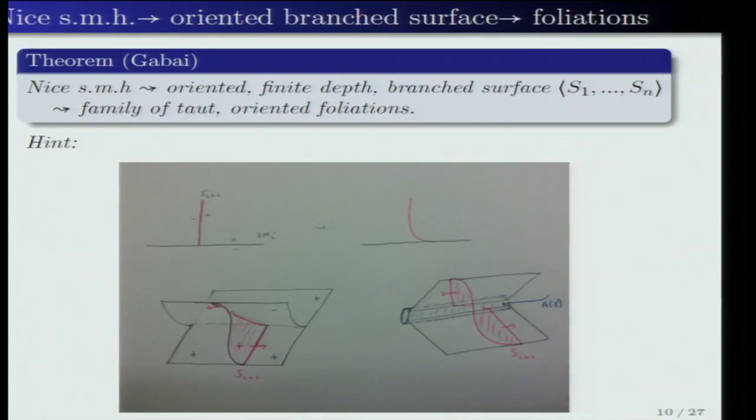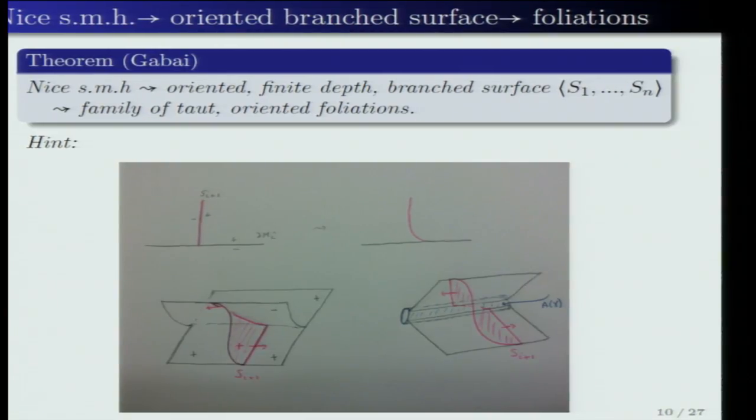These nice sutured manifold hierarchies are great because they give you oriented finite depth branch surfaces built up using the surfaces in the decomposition. And this branch surface in turn gives you a family of taut oriented foliations. So: sutured manifold hierarchy, branch surface, family of foliations. And here's a hint as to what's happening.